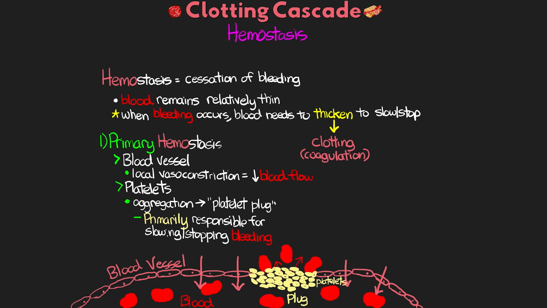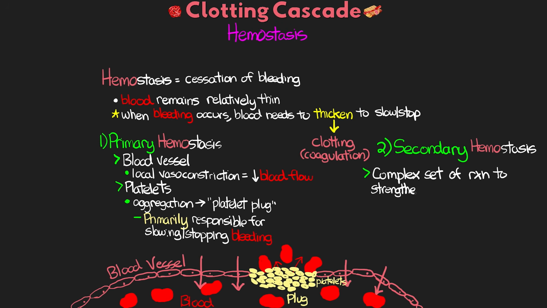From there, we move on to the next step, which we call secondary hemostasis, which involves a complex set of reactions that help to strengthen the platelet plug and form what we refer to as a clot. This secondary hemostasis is actually what we call the clotting cascade. The way the clotting cascade strengthens this platelet plug and forms the clot is a result of structural fibers that hold the clot together, and it really all revolves around something called fibrin.